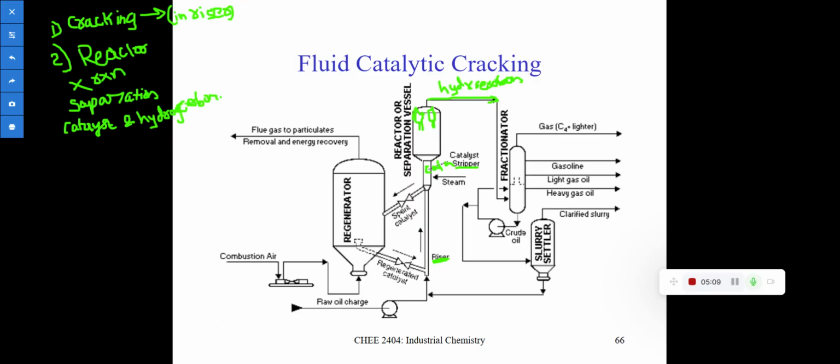The catalyst is sent to the catalyst stripper, and it uses steam. The catalyst stripper actually uses the steam to displace the hydrocarbons before sending the catalyst to the regeneration, to prevent burning valuable hydrocarbons in the regenerator. What is the purpose of the stripper? It is to prevent burning valuable hydrocarbons in the regenerator, right?